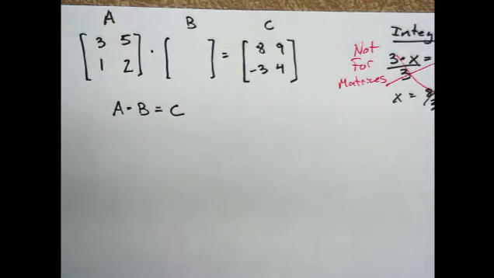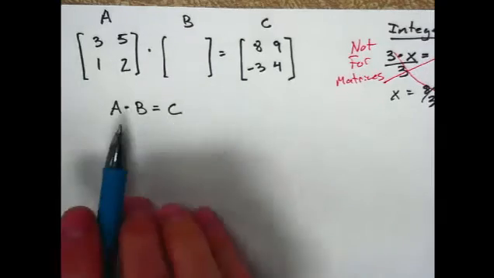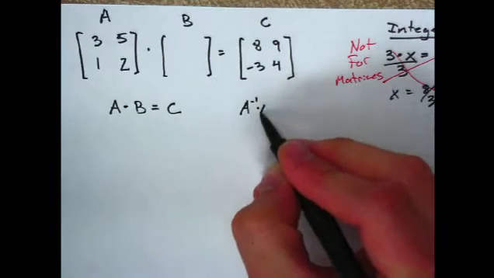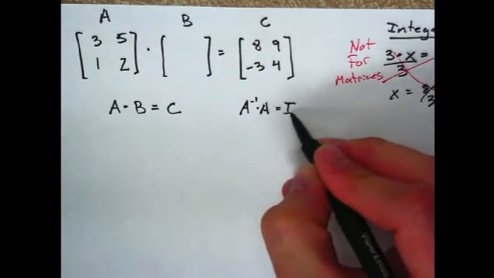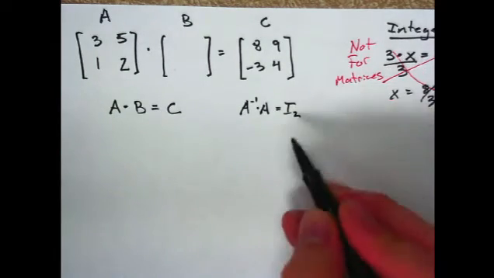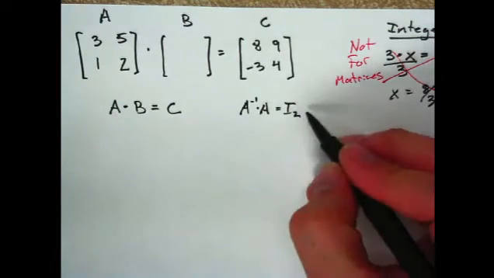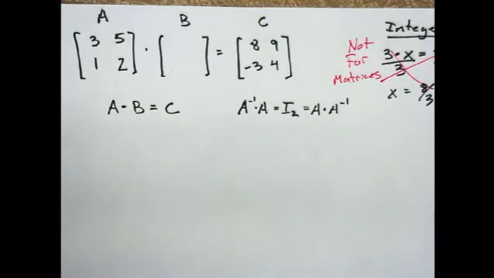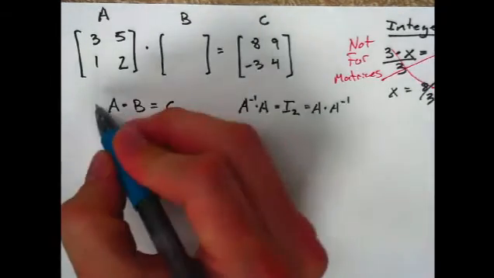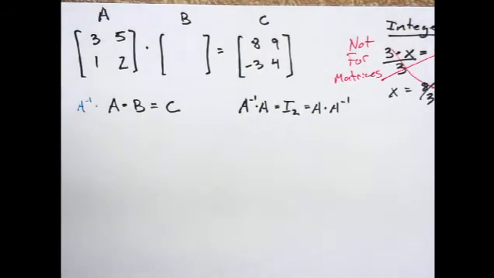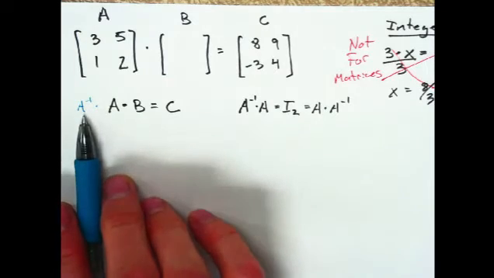In order to undo matrix A, you have to multiply by its inverse, because we know that the inverse of A times A is equal to the identity matrix, and anything you multiply by the identity is going to equal itself. I say I sub 2 because this is a 2 by 2 matrix. And no matter what order you do it in, A times A inverse is also equivalent to the identity. So we're going to multiply the left side by the inverse of A.